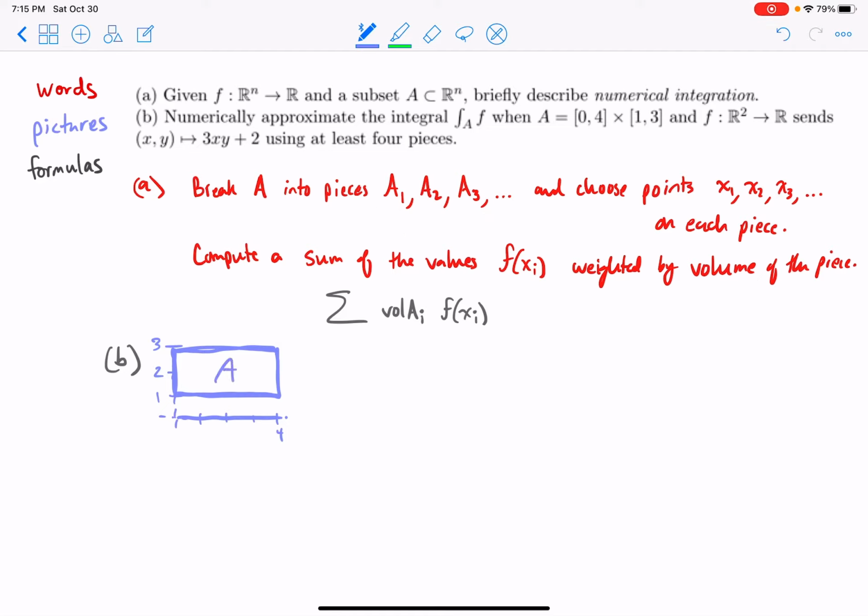This is A, and so I have to break it into some pieces. How about I break it like this? I can break it any way, I needed at least 4 pieces. Good, and then let's choose some points. How about this point on the first piece, maybe this point on the second, this point on the third, and this point on the fourth.